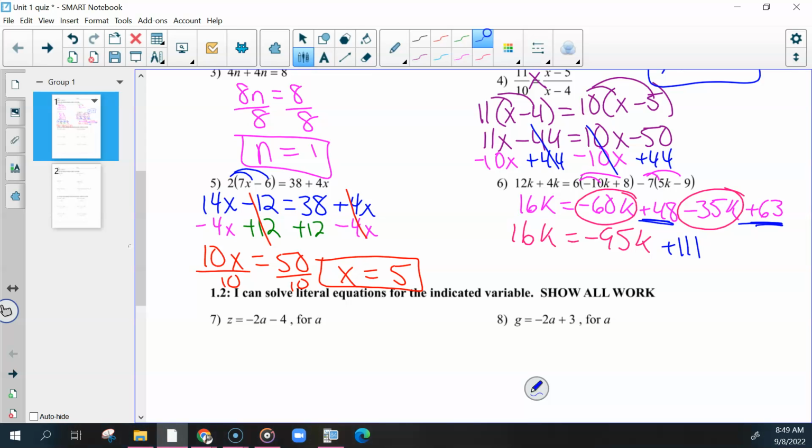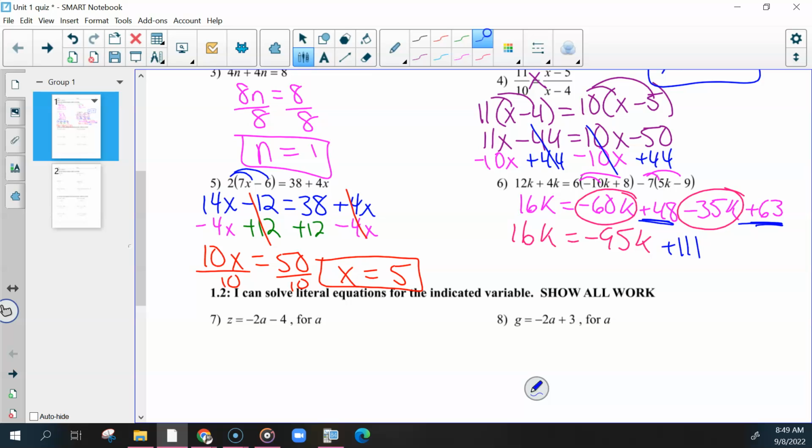And then I did see this a couple times. If you move 16k over, that's not an incorrect step. You are allowed to do that. However, if you move 16k over here, this equals 0, and you still have to solve for k. You have to move it back.